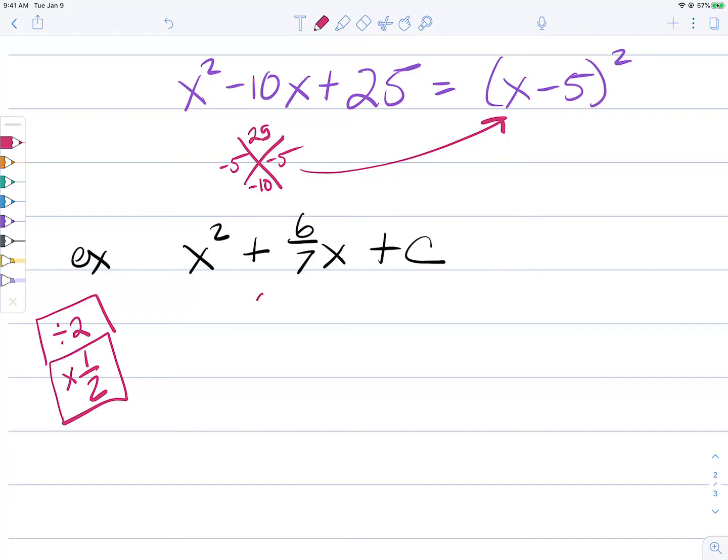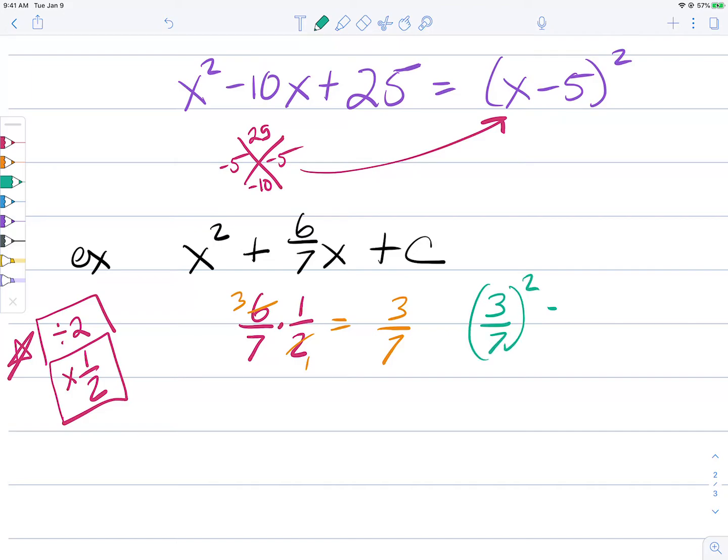So if I take b, which is 6/7, and divide it by 2, I can then instead say multiply by a half. If I cross reduce, I get 3/7. Keep in mind, that's going to be part of our answer most likely. So I am then going to take that result of 3/7 and I'm going to square it.